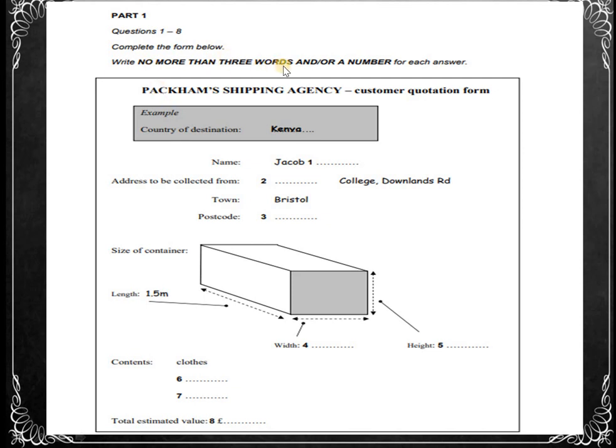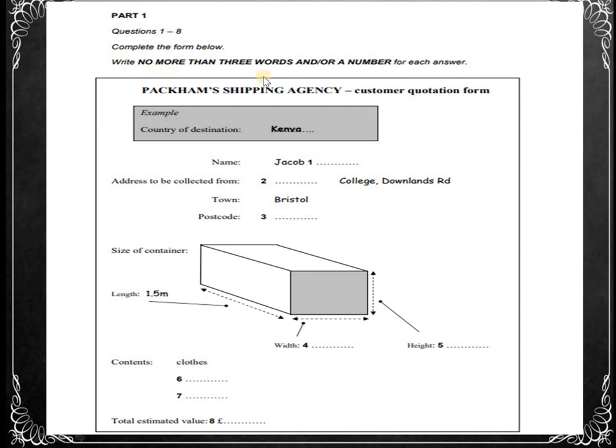Write no more than 3 words. That means a maximum of 3. It could be 1 word or 2 words or 3 words, but not 4. And a number. So 3 words and a number is okay, or 2 words and a number is okay, or 1 word and a number is okay, but not 4 words and a number. So no more than 3 words and/or a number. So just a number also can be an answer. So I'm going to be playing the audio for this, and let's do this together.